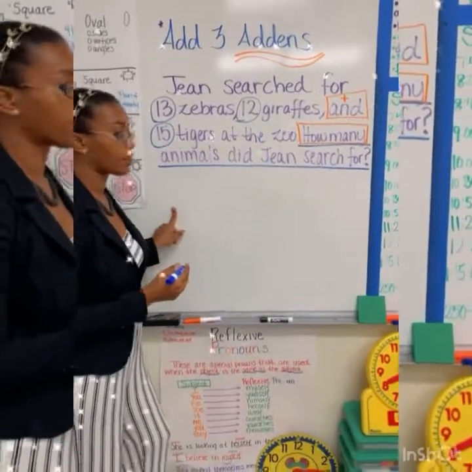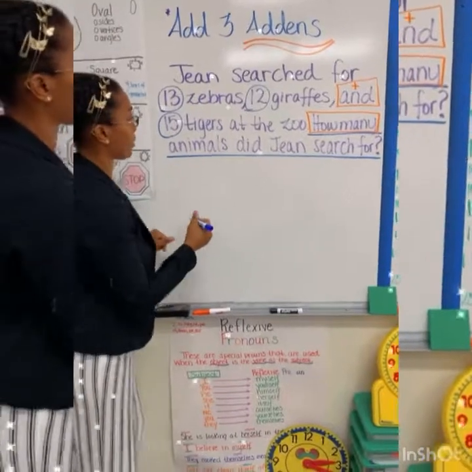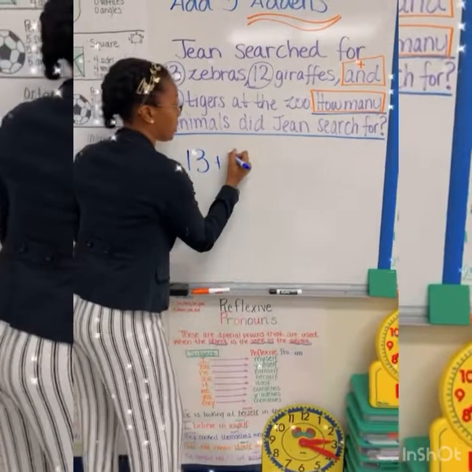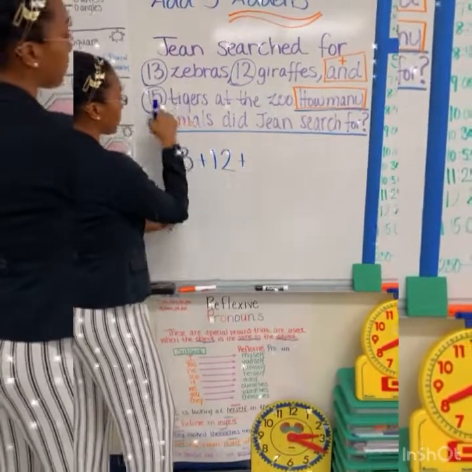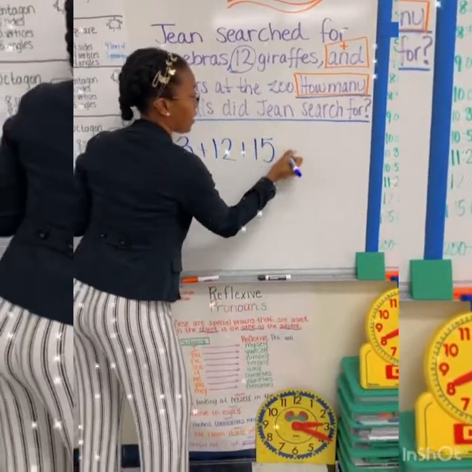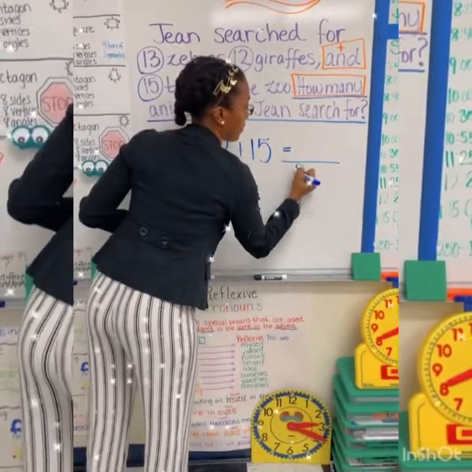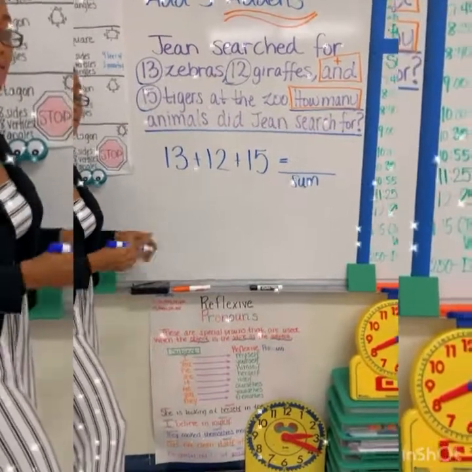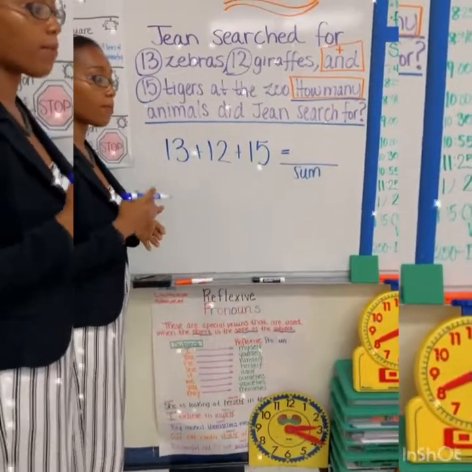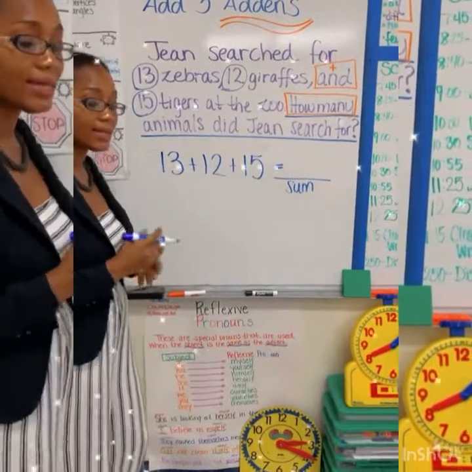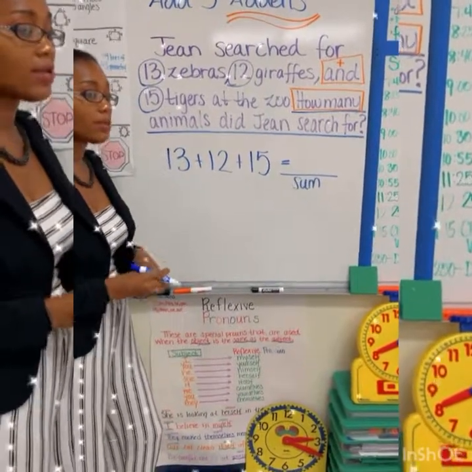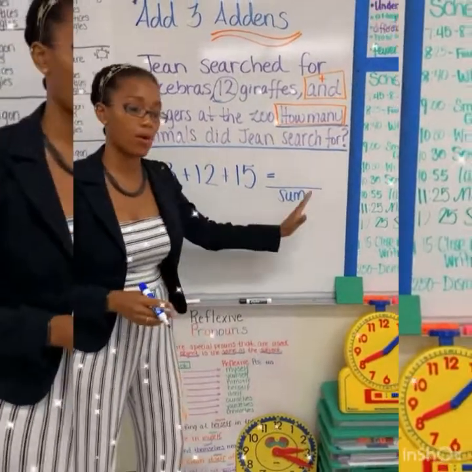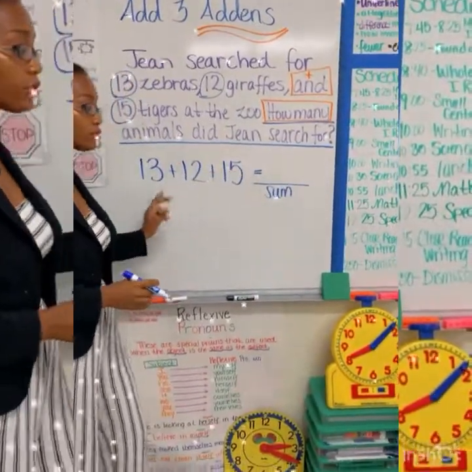So the first thing I'm going to do is to write down the numbers that I'm working with. I'm working with 13 plus 12 plus 15. And I'm trying to find the what? The sum. Again, the sum is the answer in an addition problem. The first thing I need to do is to add the first 2 numbers together. I'm not going to add all 3 at one time. I'm just going to add the first 2 numbers.